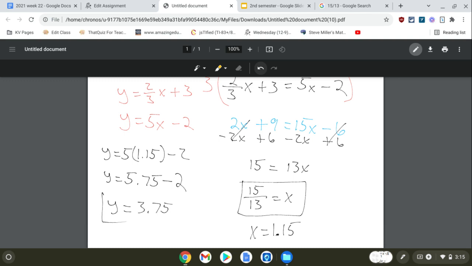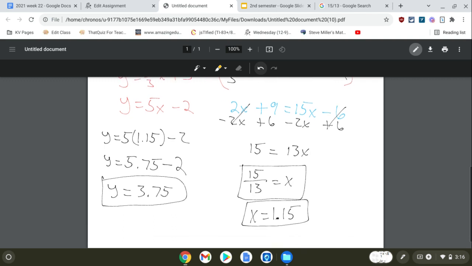So these two values are the x-y pair where those two lines intersect. I could have plugged in 15 over 13 into the equation. It just would have given my answer as a fraction, but this is good enough.